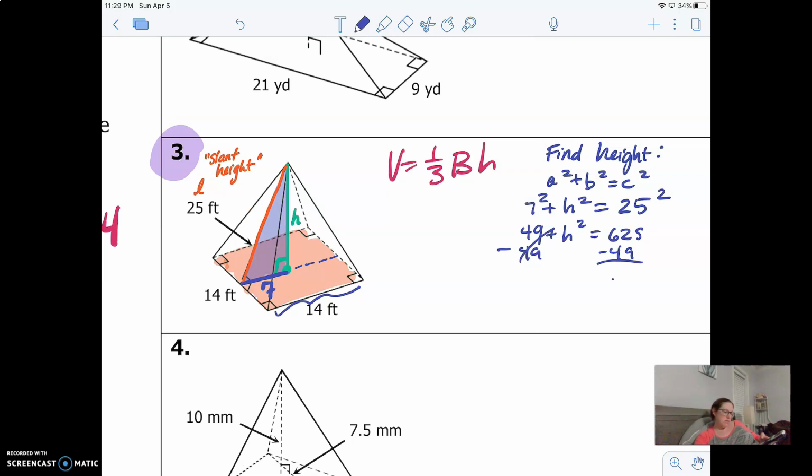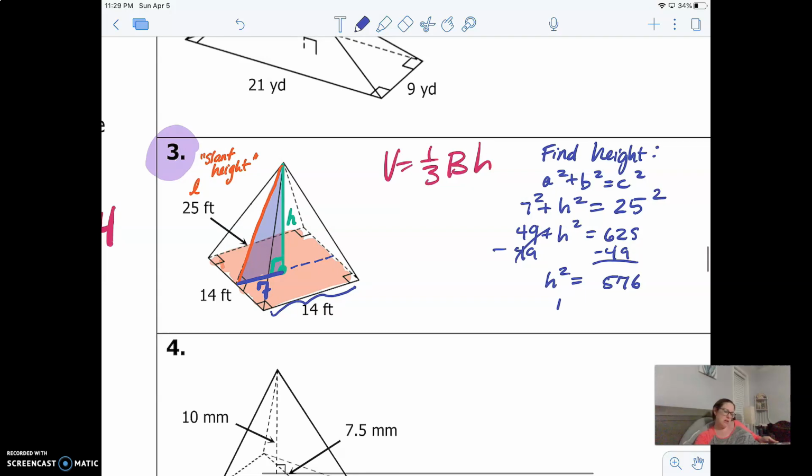Love math, it's so much fun. That's 576 equals h squared. The square root of 576 is 24. Yeah, that is the height of the pyramid. Cool. Okay, and now we're not done. Last step, put it all together in your nice formula.